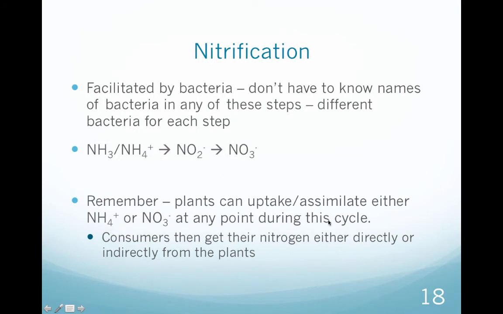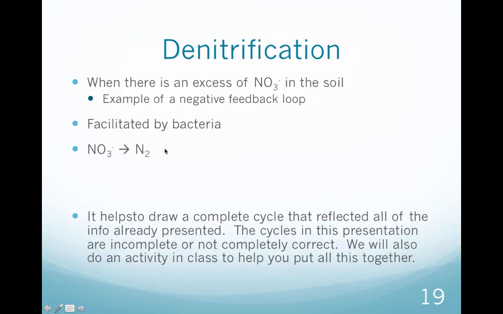Remember, plants can uptake or assimilate either NH4+ or NO3- at any point during the cycle. Consumers then get their nitrogen either directly or indirectly from plants. If you can't tell, plants are the entry point for lots of stuff into our ecosystem. Okay, so we have biotic nitrogen fixation, nitrification, denitrification. Again, shocking, facilitated by bacteria.